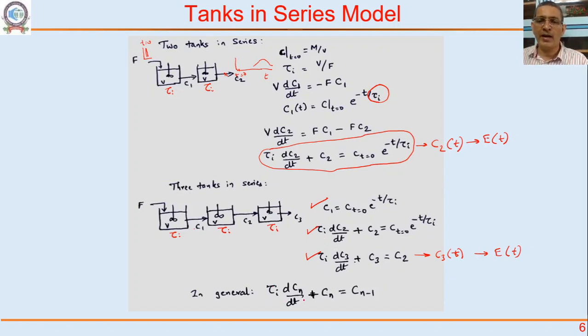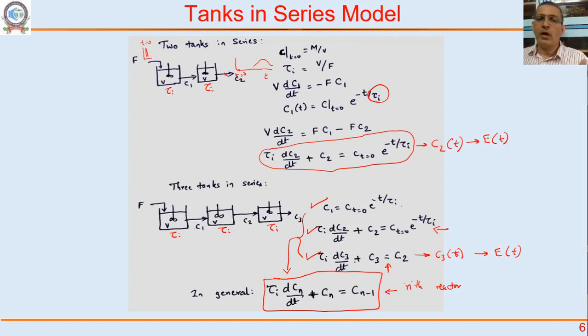In general, tau I dCn by dt. So if you look at all these things and simplify, this equation is what you will get. And n can be 3, 4, 5, 6, 7, whatever number we want, right? This is the generalized expression for the mass balance of the tracer for the nth reactor. N can be 1, you will get this. N can be 2, you will get this. N can be 3, you will get this.